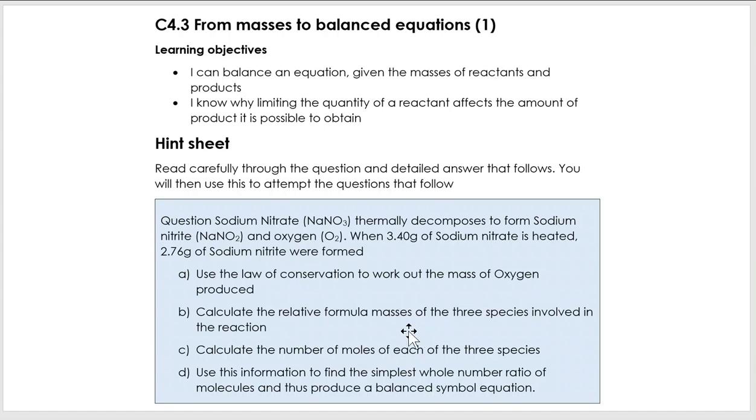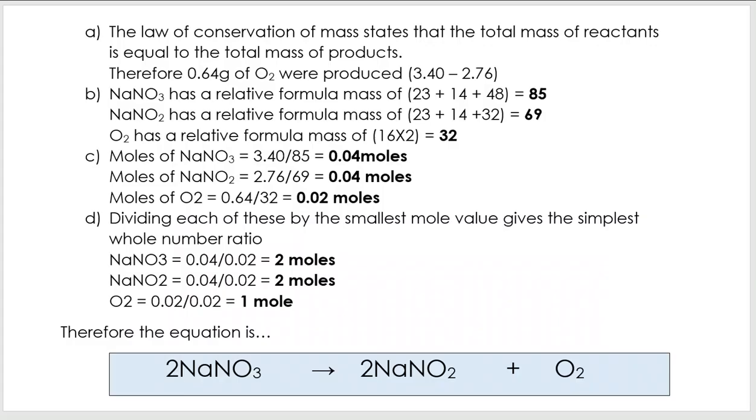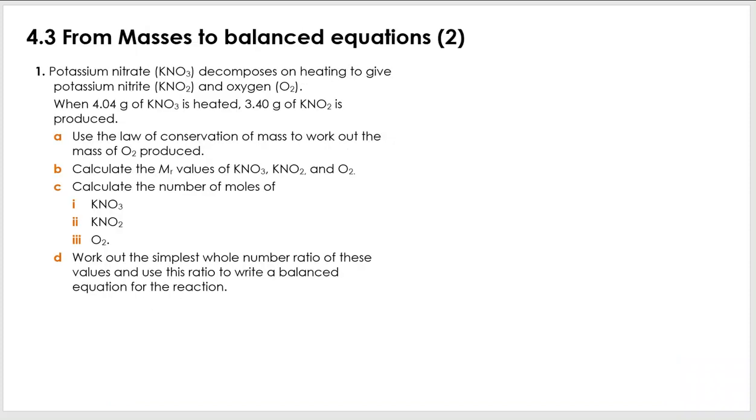Got a hint sheet here which takes you through a question on masses to balanced equations, and we have an example here as well. You're welcome to pause that and try it, but I'm going to do this in a slightly different format when I go through the examples. So if we take a look at this question, potassium nitrate decomposes on heating to give potassium nitrite and oxygen.